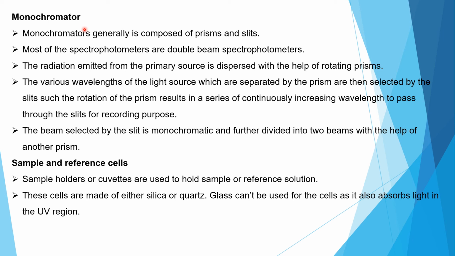So here we can use a glass cuvette or a quartz cuvette. Glass cuvettes are used for the visible region, and quartz cuvettes are used for the UV region. So if we are using a UV visible spectrophotometer, then we use the quartz cuvette, which will not absorb any radiation from the UV and visible region.